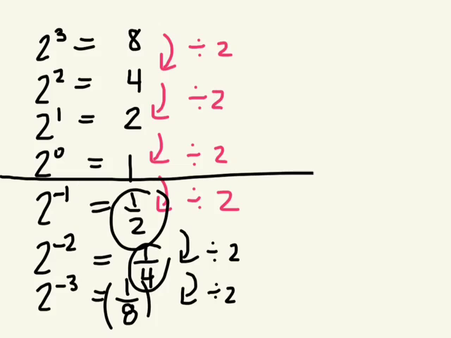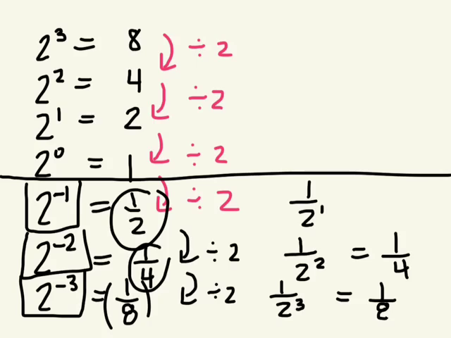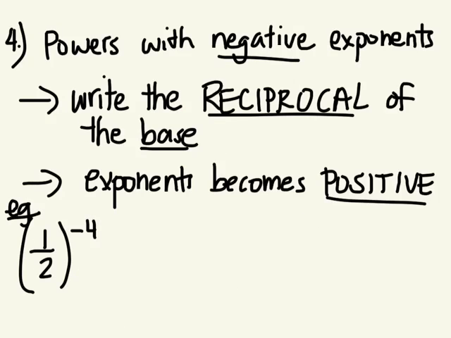Okay, I'm going to show you actually a little shortcut here. Let's look at these ones here with the negative exponents. 2 to the power of negative 1 is also written as 1 over 2 to the power of 1. This one is 1 over 2 to the power of 2, right? That's the same as writing 1 over 4. What's 2 to the power of negative 3? 1 over 2 to the power of 3, which is 1 over 8. Okay? So anytime we have a power with a negative exponent, write the reciprocal of the base. So that means we're flipping it around.